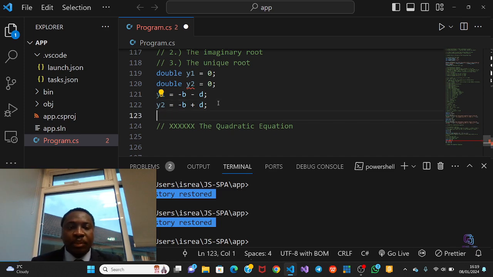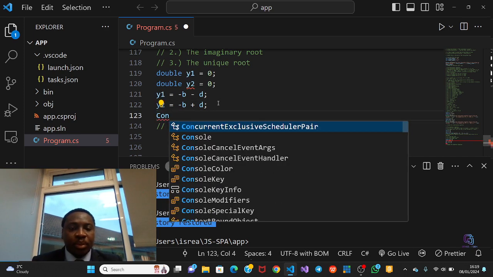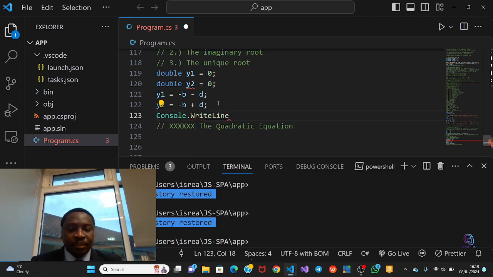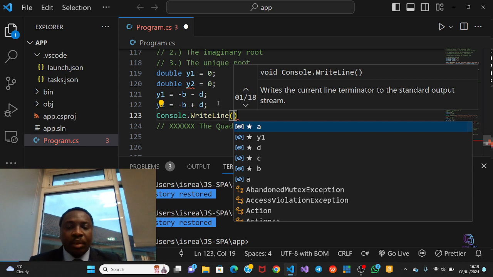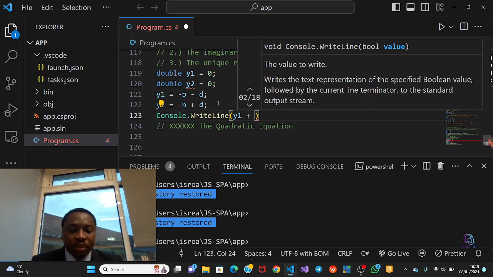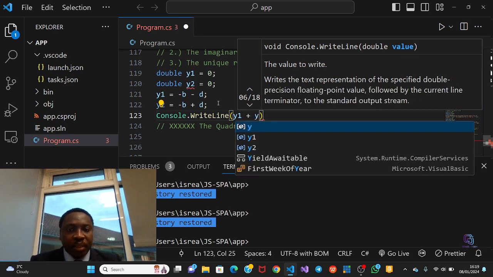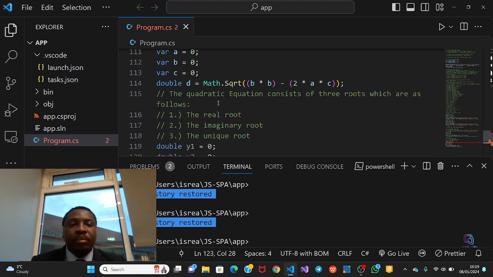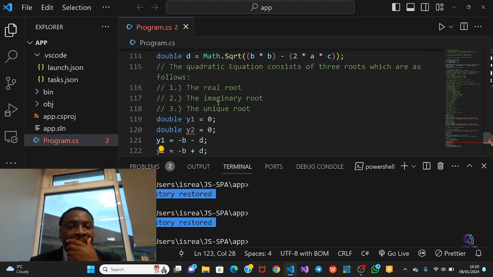So with this, I want to print it out. So you can say console dot write line, write line. So I want to create y1 then plus y2. So with this, now we move on and we check this.